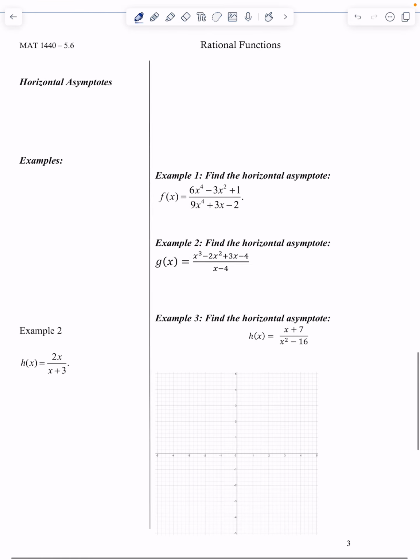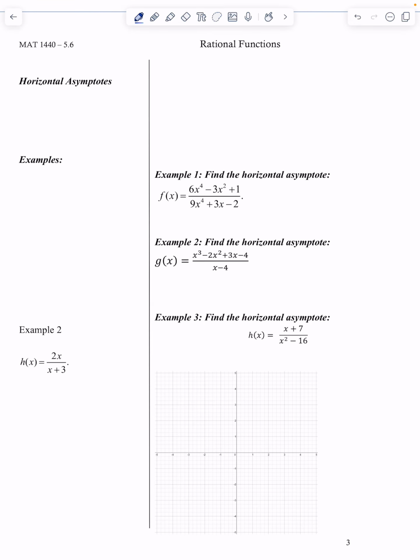Okay, back to the 5.6 notes, rational functions. This is page 3. We are now going to talk about horizontal asymptotes. Remember, horizontal asymptotes are going to go this way, left to right.